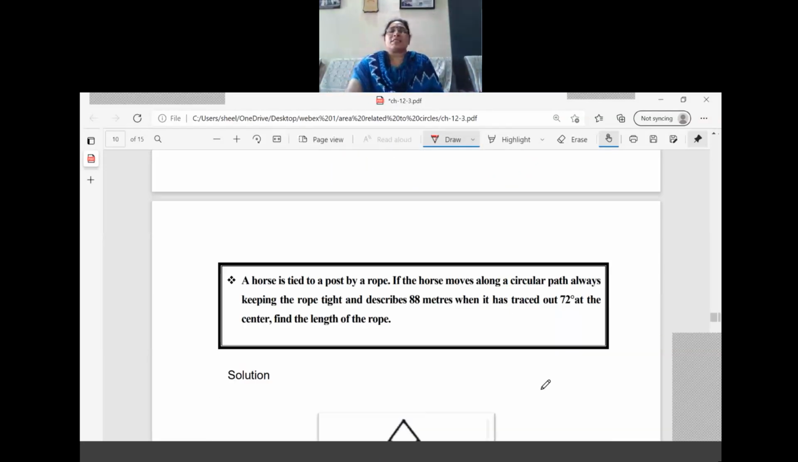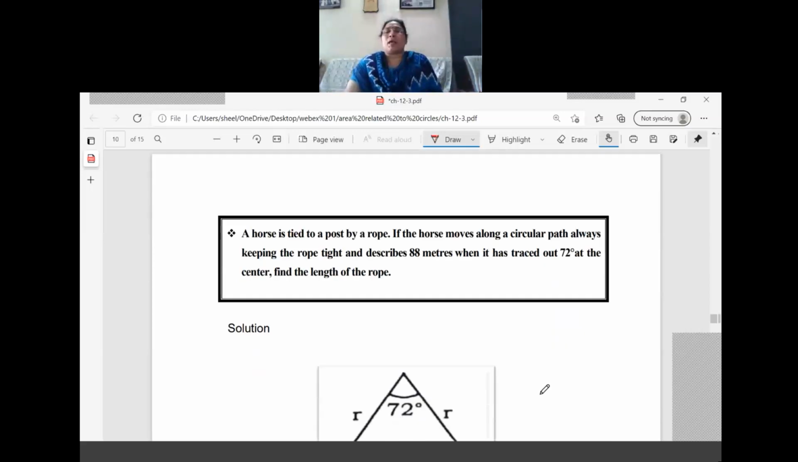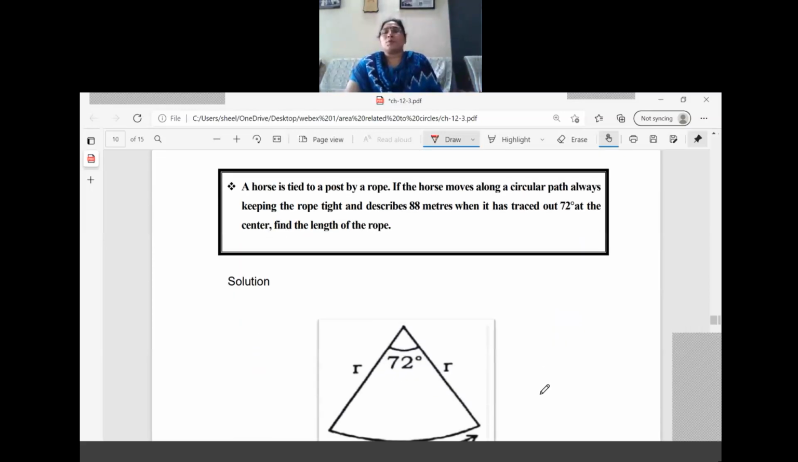A horse is tied to a post by a rope. If the horse moves along a circular path, always keeping the rope tight, and describes 88 meters when it has traced out 72 degrees at the center, find the length of the rope. A horse tied to a post by a rope means the rope is our radius. So we have written here R only.